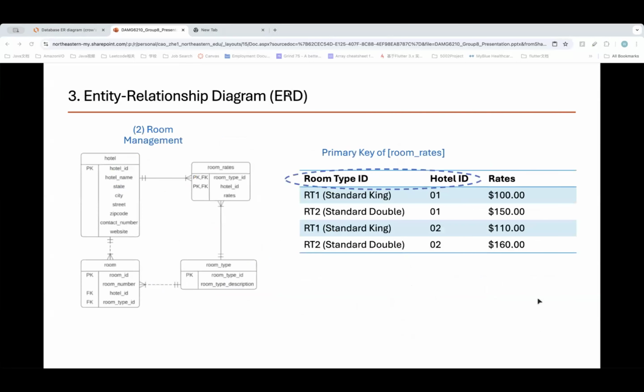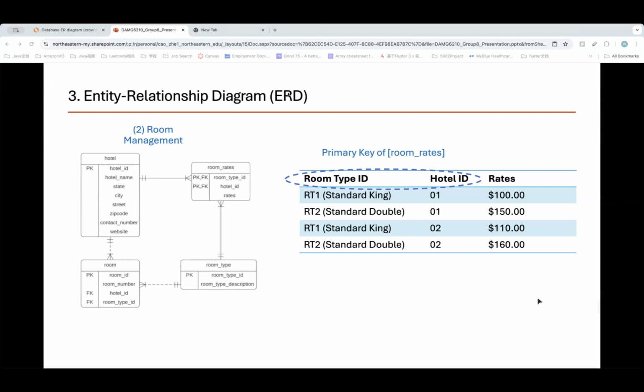And for the room management, the logic is similar. This table shows how rates differ by hotel and room type. The room rates entity makes it easier to track and adjust prices, especially when users want to adjust them seasonally.